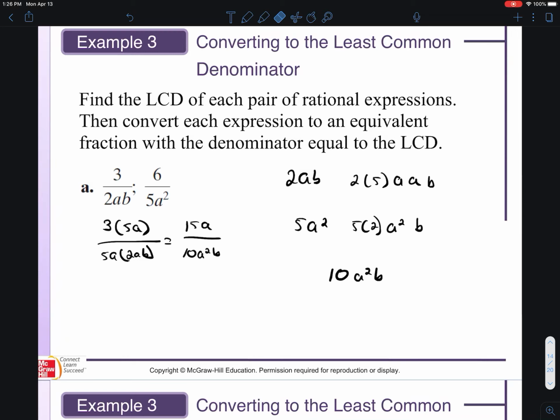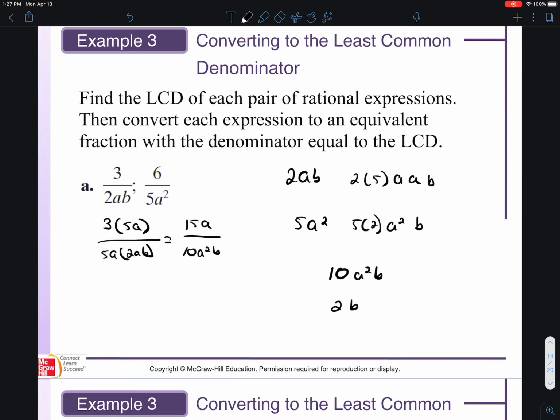Now I'm going to go ahead and get rid of this here so I can see it. Now for my 5a squared, what I did was I gave it a 2b. So then I'm going to give a 2b times my 6 over 2b times 5a squared. So then this will be 12b over my 10a squared b.